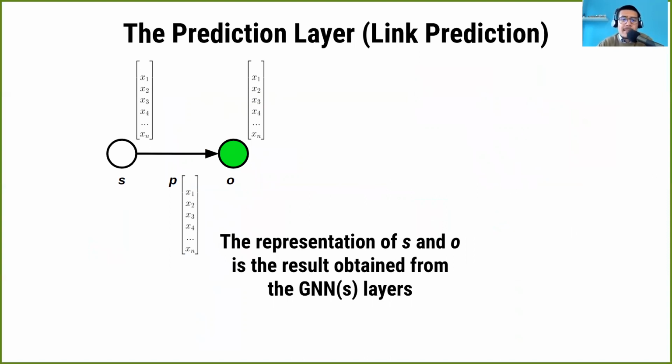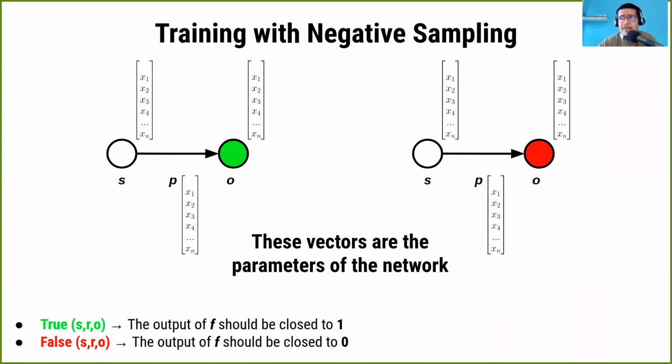Once we have computed this aggregation process, we can now perform a link prediction task. We can use the representation of the subject and the representation of the object that result from the previous GNN layers. In this case, this vector encodes in some way the local structure related to the subject node. These vectors will become the parameters that will be learned during the training process.